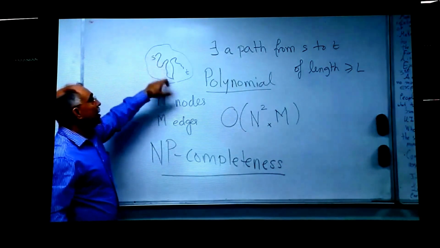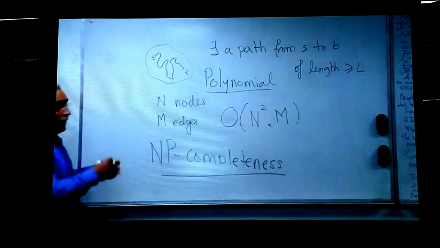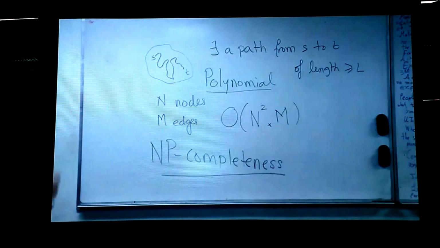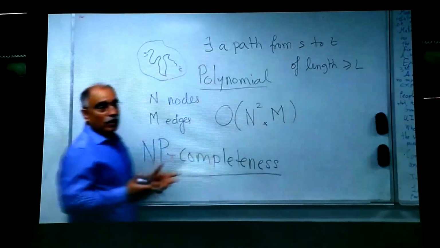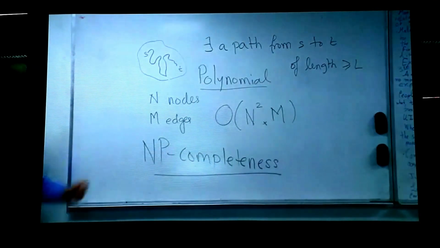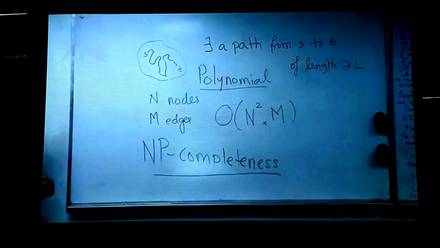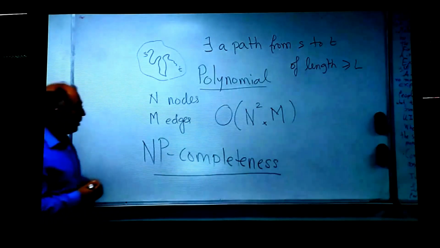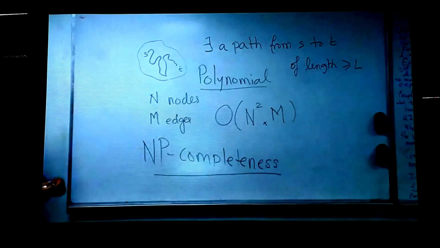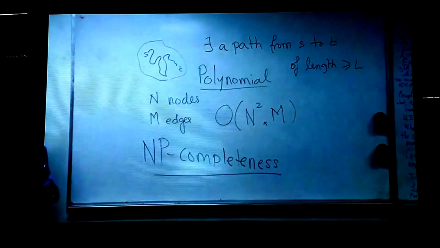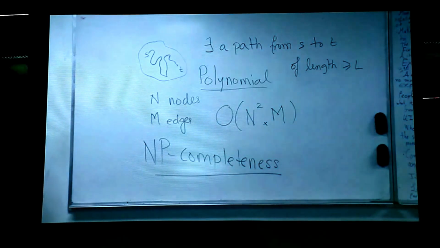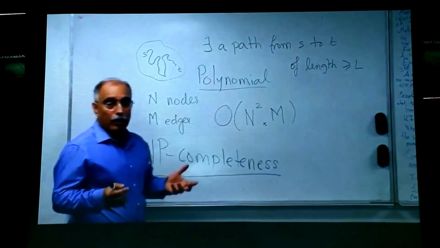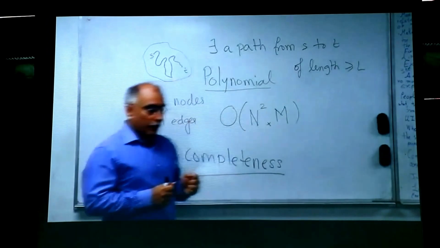You can check whether the path is simple, so no edges and vertices are repeated, and then you can add up the lengths of all the edges and make sure it's at least L. So the whole point is that this is the characterization for what it means for a problem to be in the class NP. Cook identified a very basic and fundamental problem called satisfiability that you've heard about, and the satisfiability problem is the following. You have a Boolean formula, and you're asked whether or not this Boolean formula has a satisfying assignment.